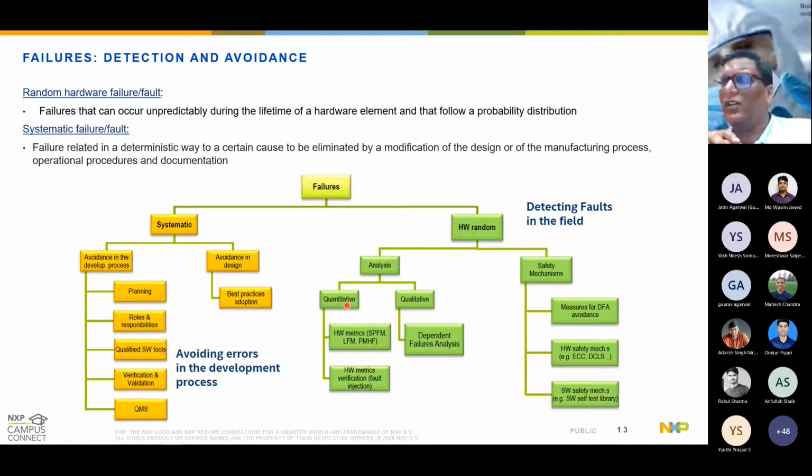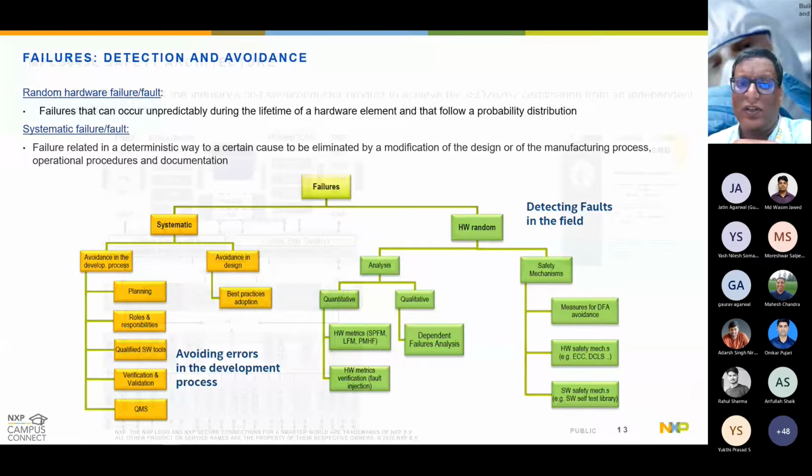So those are two different ways: one is non-numeric, where at a higher level you basically start to do a failure mode analysis. The other one is more numeric based. Those are the different categories and how you can avoid failures at a very high level.